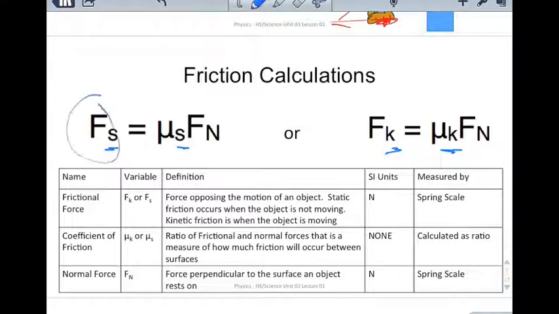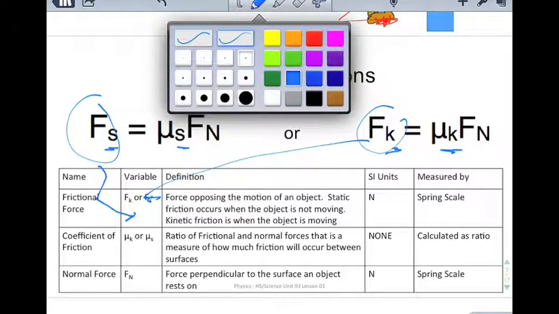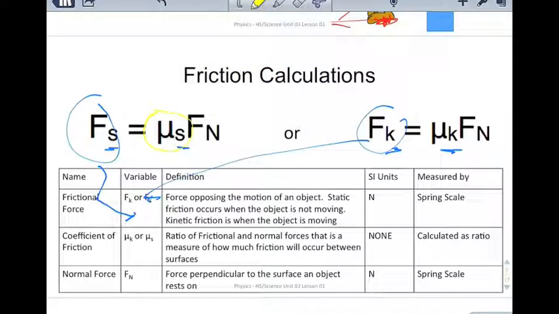You have this Fs term, which stands for the frictional force or the static friction, and Fk, which is the kinetic friction. They're the same thing. This mu term is a new term. We haven't seen mu before. It's called the coefficient of friction, and it's a measurement of how rough the surface is, generally speaking. It's how much friction is going to occur for two given surfaces.